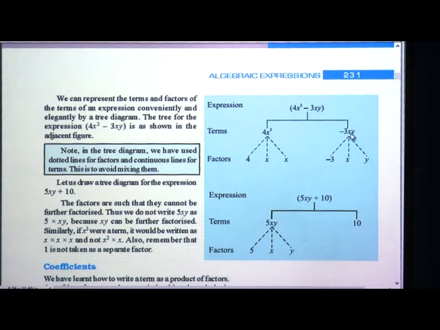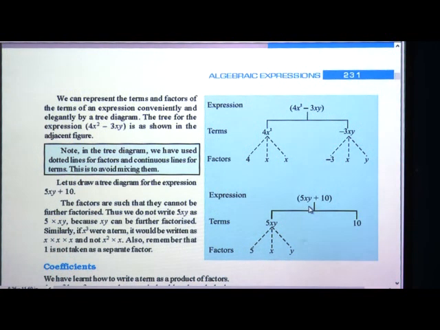Here, what are the terms? You know now, then we have to find out the factors: minus 3, then x and y. If you take the product of this, we will get minus 3xy. So, we have to find out the terms as well as the factors.